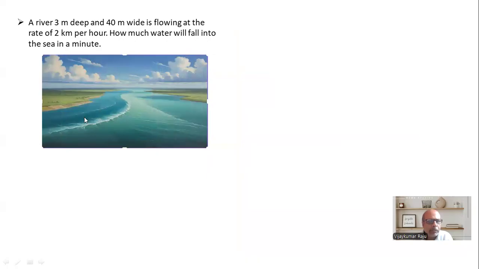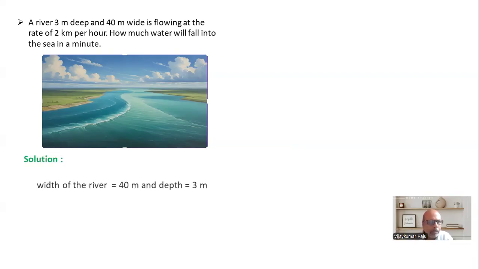This is a picture. This is a river. It is 40 meters wide, 3 meters deep, and this water is flowing into the sea here. Water is flowing into the sea at a rate of 2 kilometers per hour. So in 1 hour, 2 kilometers length of river water is flowing into the sea. We want to find out in 1 minute how much it flows. Clear? So let us see.